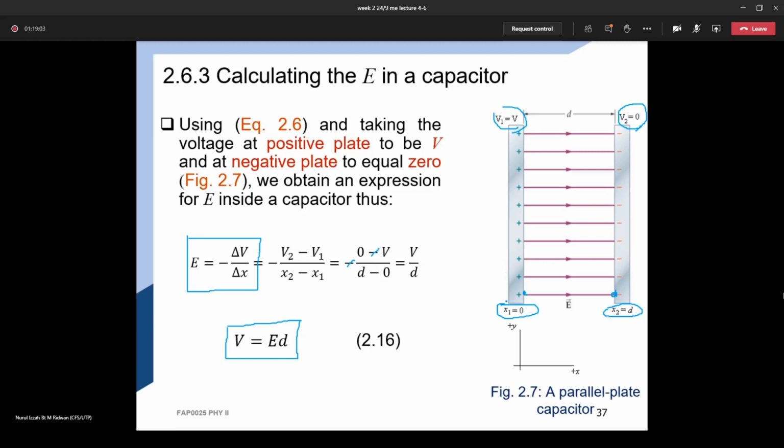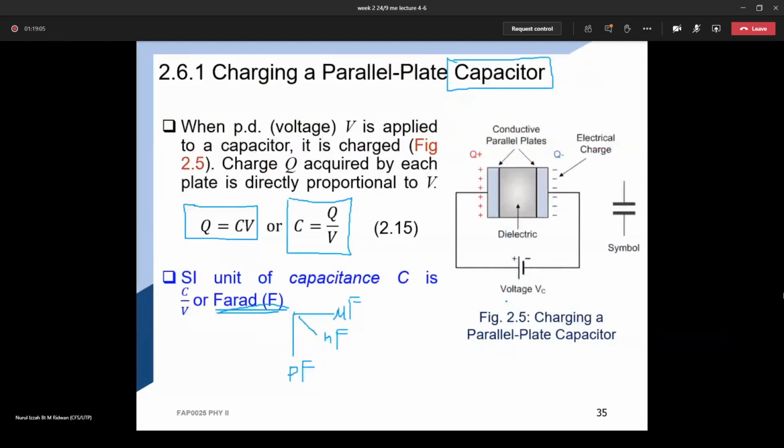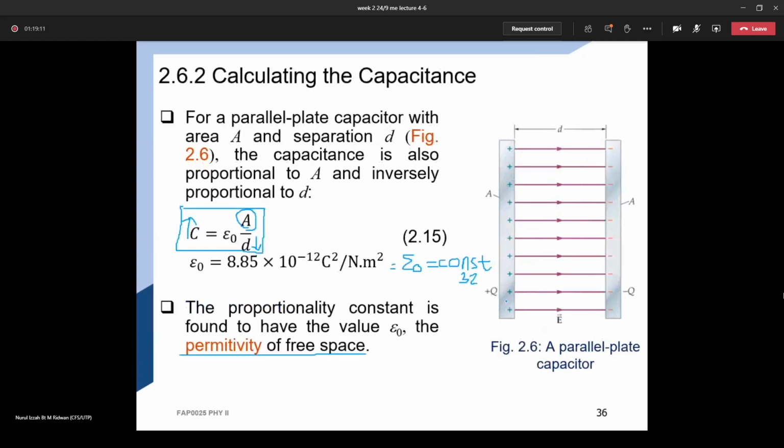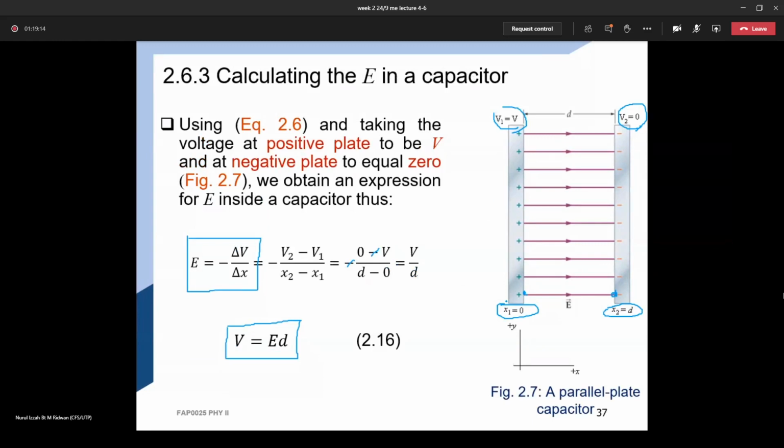Okay, so 3 equations for capacitor. First of all, you have this equation, Q equals CV, and then you have another equation, C equals E naught A over D, and then the next equation is V equals ED. So these are the 3 equations that you will use in capacitor, and we will use these 3 equations whenever you see the word capacitor. The question will tell you specifically whether you only deal with parallel plates or you deal with capacitor.